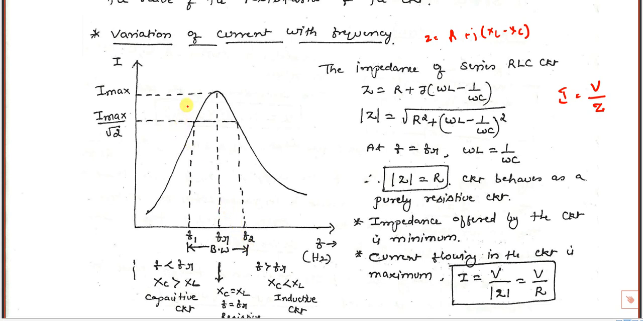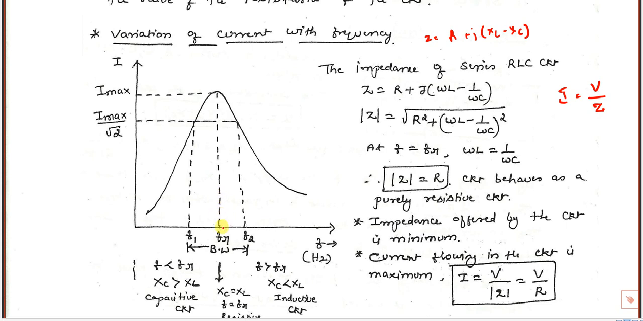At this particular frequency FR, XC is equal to XL and the circuit behaves as a resistance. For very high frequencies, XC is actually less than XL, because XL is directly proportional to frequency, so as frequency increases XL also increases. Since XC is inversely proportional, as f increases XC decreases. So XC is less than XL for higher frequencies, and XC is greater than XL for lower frequencies.